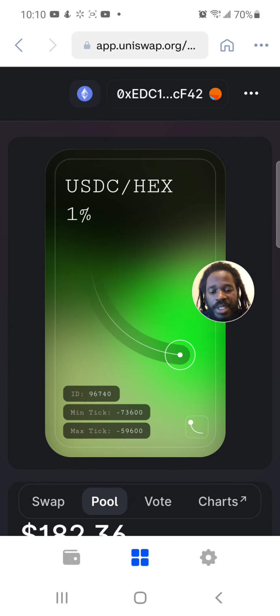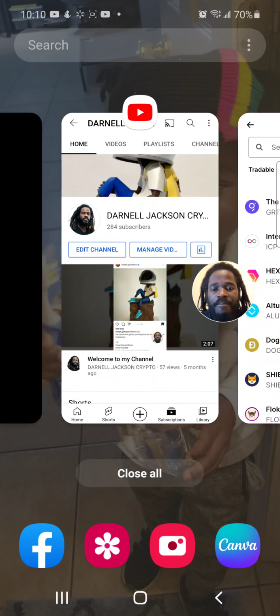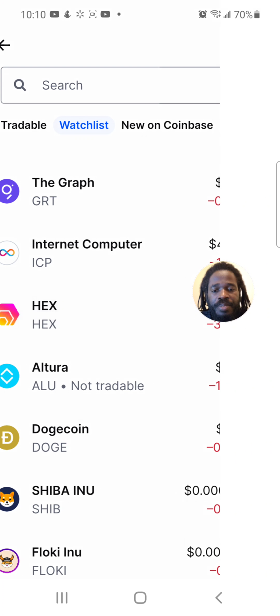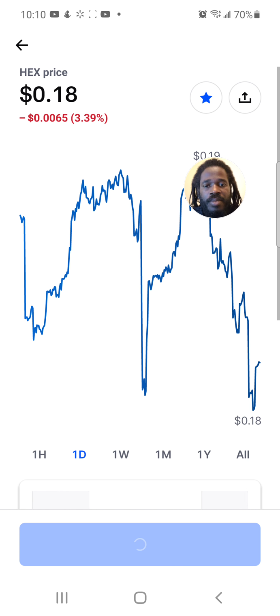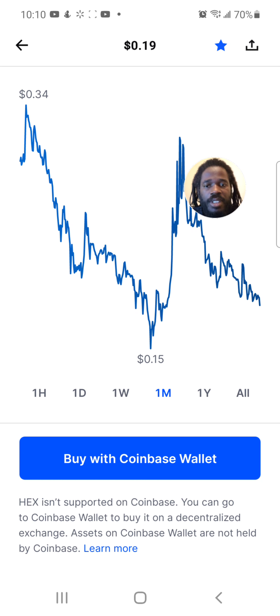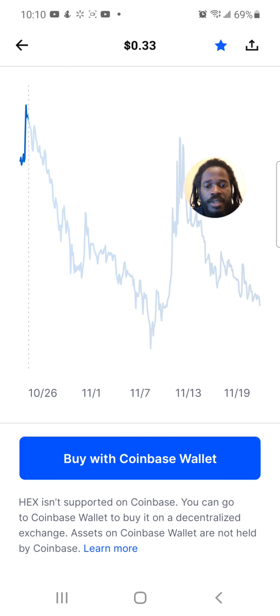And let me just jump over to Uniswap real quick. Now remember that number. HEX got up to about 38 cents. And let's just jump over here and take a look at when that was. There's 34 cents. All right. And then it quickly fell down and it got right into the range right about here. And it's been in this range ever since.